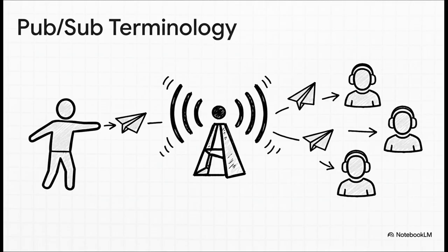You have a publisher that sends a message, but not to a specific person. It sends it to a channel. You can think of it like a radio station, maybe named Sports Scores or Live Chat. Then you have any number of subscribers who are tuned into that channel. They all get the message at the exact same time. The publisher doesn't even know who's listening.